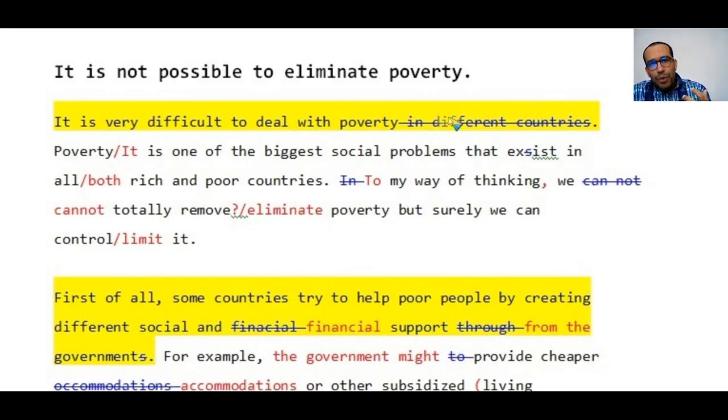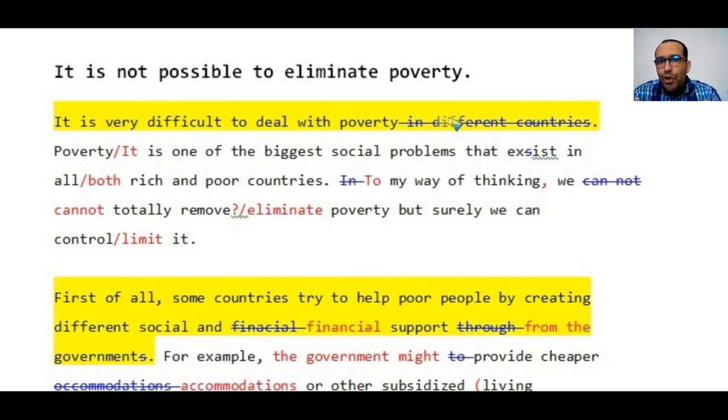If you check this out in the dictionary, looking for a synonym for "eliminate," you might find the word "remove." But finding "remove" as a synonym for "eliminate" doesn't mean they are interchangeable in all contexts. Sometimes in certain contexts we can use "remove" but not "eliminate," and vice versa. Therefore, here it's more suitable to say "eliminate poverty" and not "remove poverty."